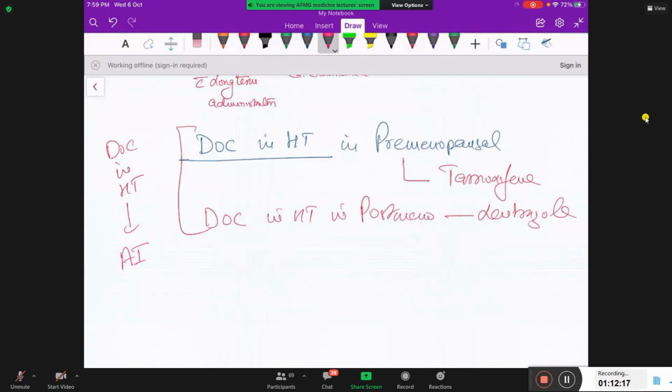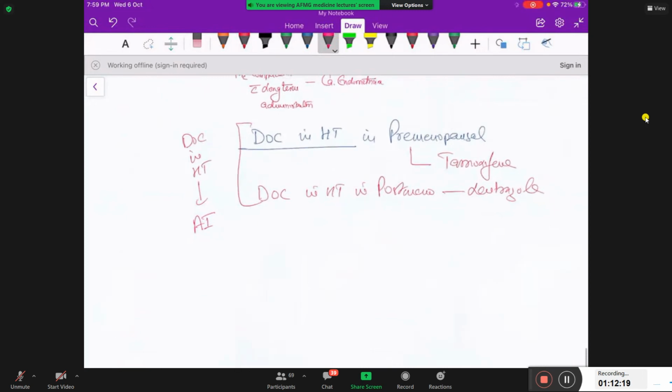Okay. Now, these are the indications of the hormone therapy, and this is how we are going to decide which hormone therapy we are going to give in a given scenario.